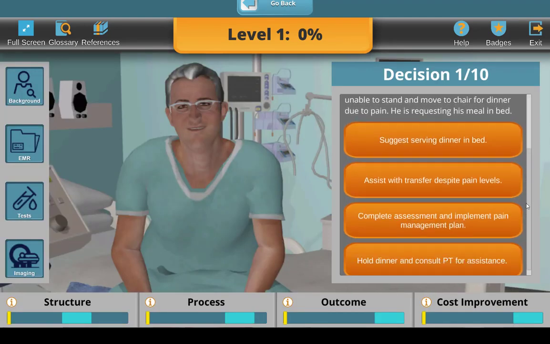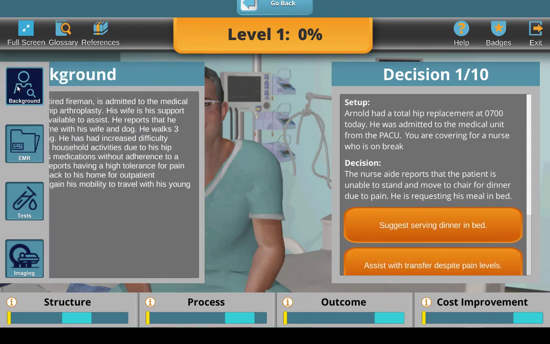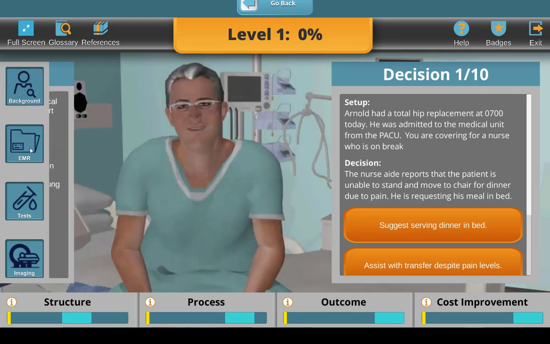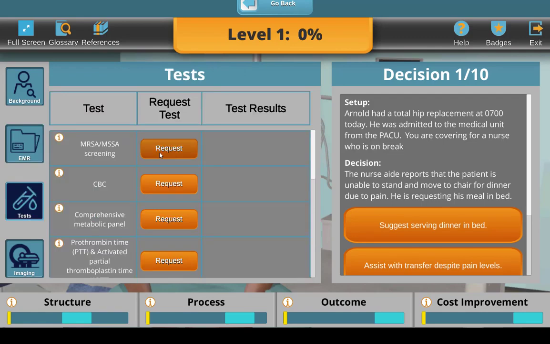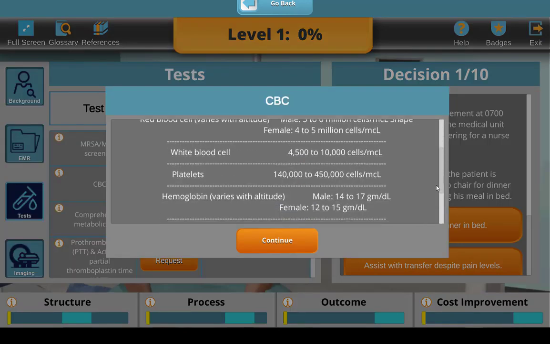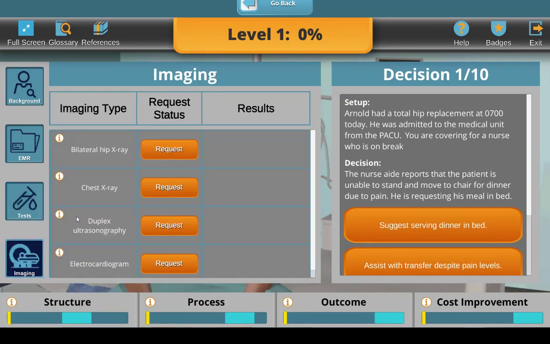Now, before we begin looking at the decisions, we should probably go ahead and get acclimated with our patient. So we can click on the icons on the left over here to learn a little bit more about Arnold. We can look at his EMR. We can also look at or request certain tests. We can also see within normal limit information if we click on the information icon. There are also options for imaging, and again, we can see normal outcomes, and then you can click on the request and actually see what the results are. All right, so we'll put that away.